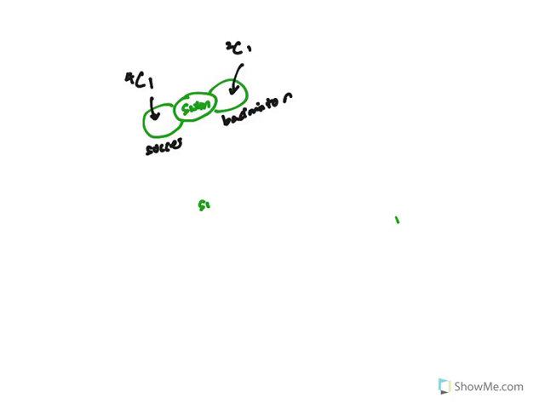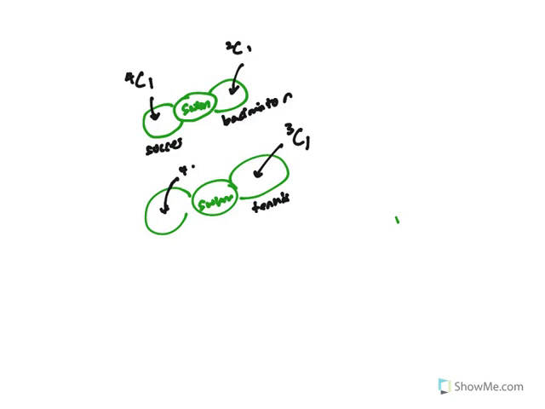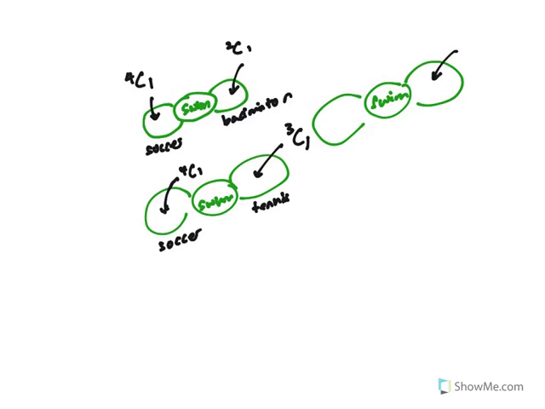It could also be that the swimmer is here in the center, and what else could be here? Could be tennis, correct? How many tennis will we have? There will be 3 choose 1. Could be soccer, then it would be 4 choose 1. What other possibilities? The last one is between badminton and tennis. So badminton could be 2 choose 1, and tennis will be 3 choose 1.